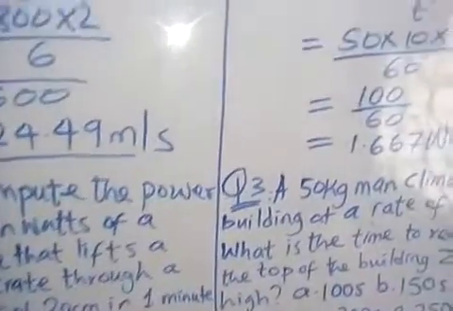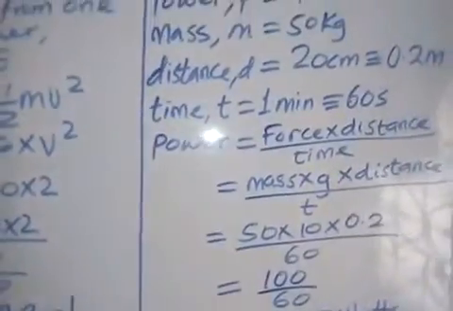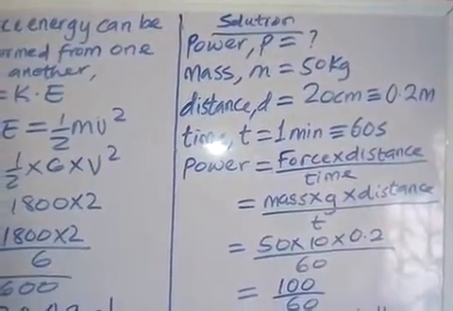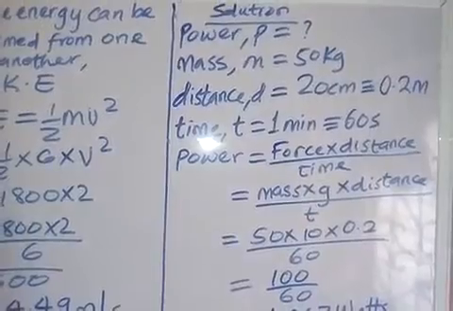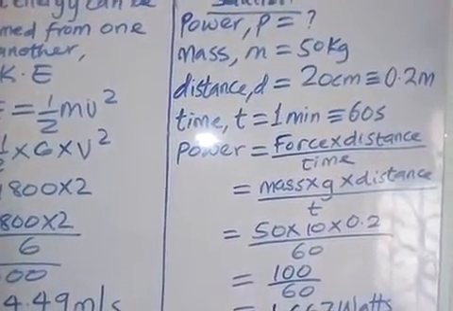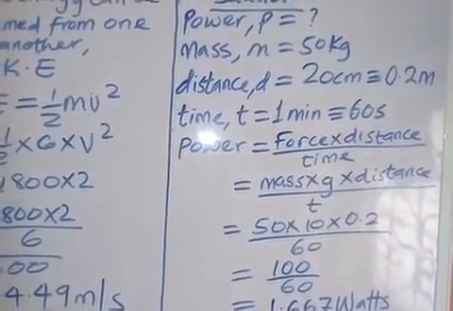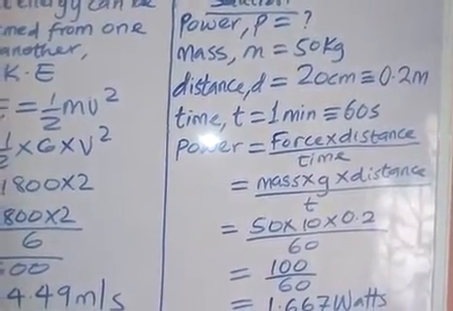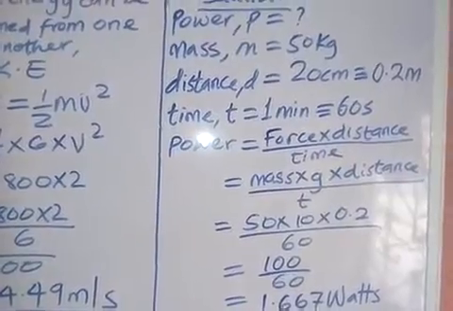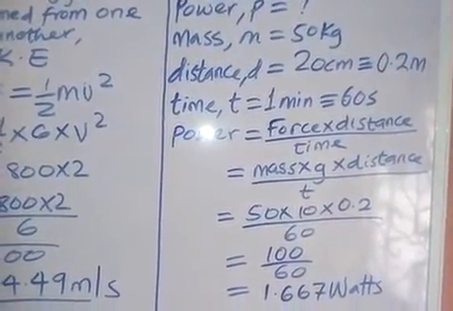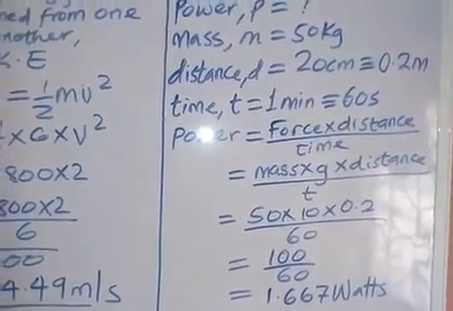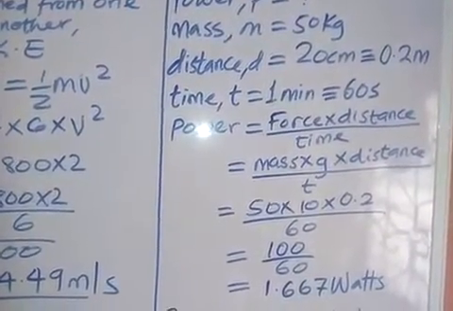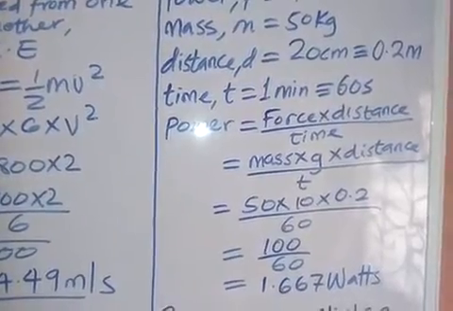So let's give the data supplied. Let's list them out. We have our power as what we have to find, unknown. We have the mass equals 50 kg. We have the distance equals 20 cm. Height is the same as the distance. And 20 cm being converted to meters will give us 0.2 meters. That is 20 divided by 100, and that will give us 0.2 meters. Our time t equals 1 minute. 1 minute in seconds equals 60 seconds.